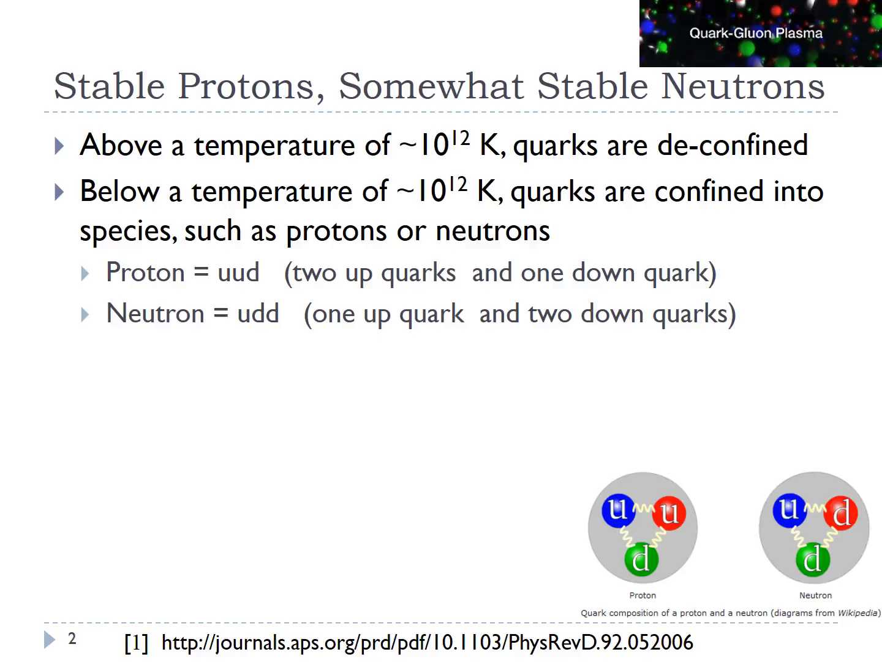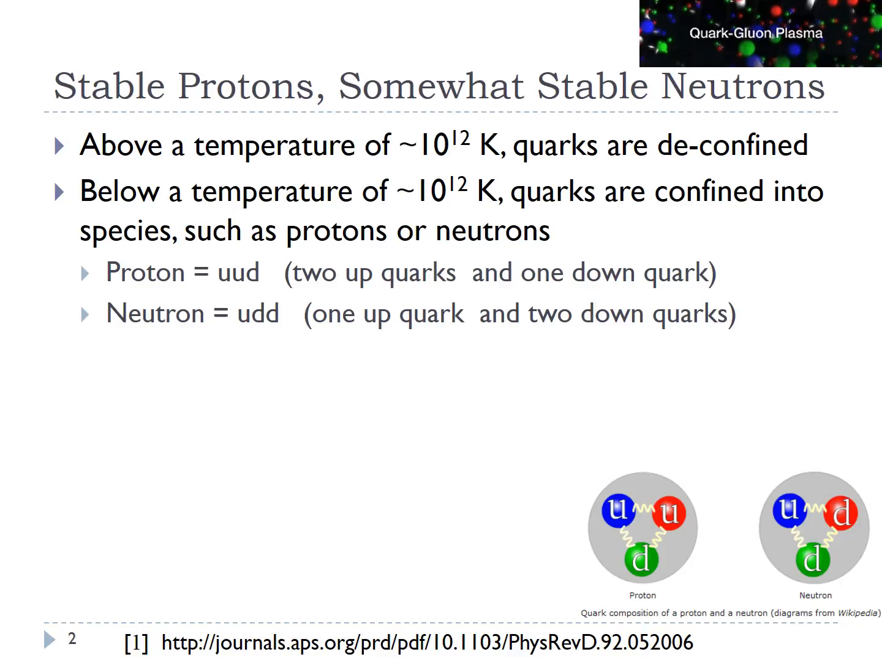The reason I bring it up is that we're going to be using the word plasma later, and I don't want to confuse it because sometimes this word gets used for two very different types of matter. Above about 10 to the 12th Kelvin, quarks are not confined, and they can move around collectively, but they're not tied into groups, as what happens when you go below a temperature of about 10 to the 12th Kelvin, which on an energy scale is about 200 MeV, mega electron volts.